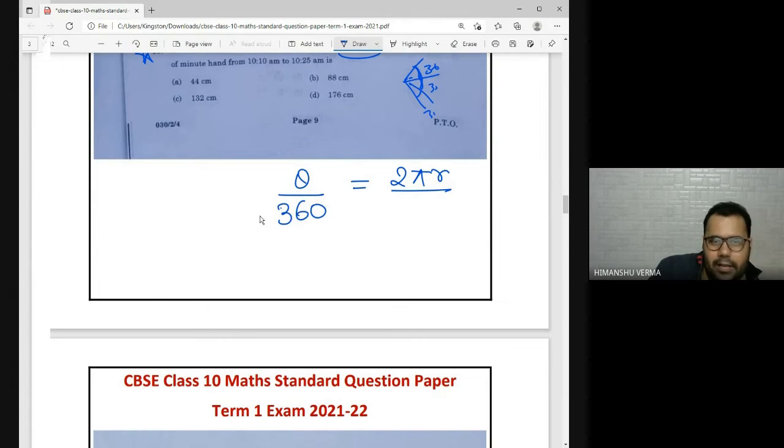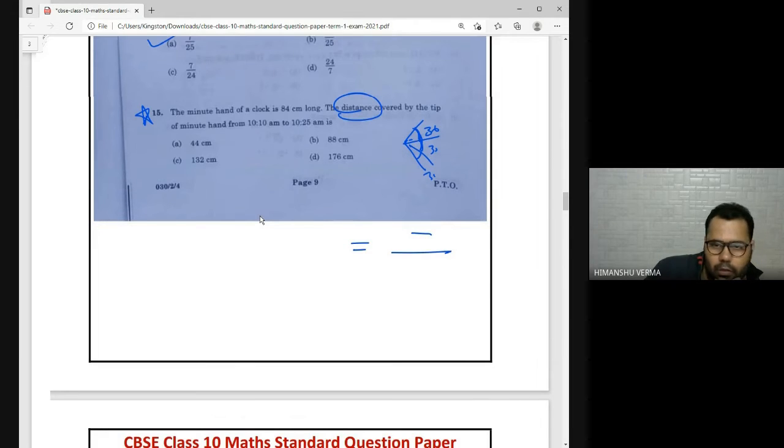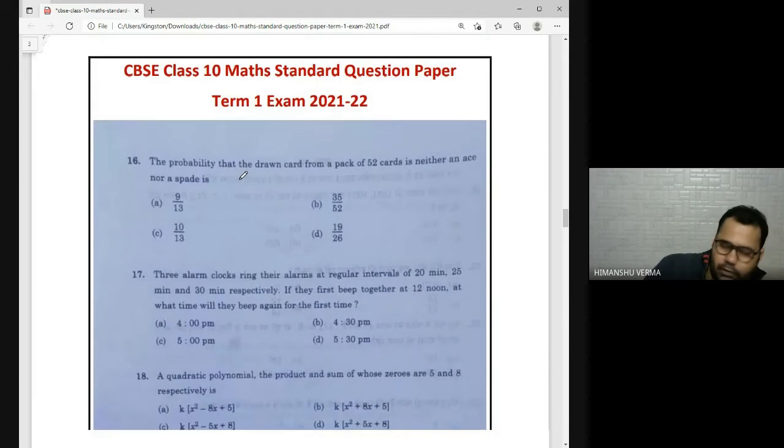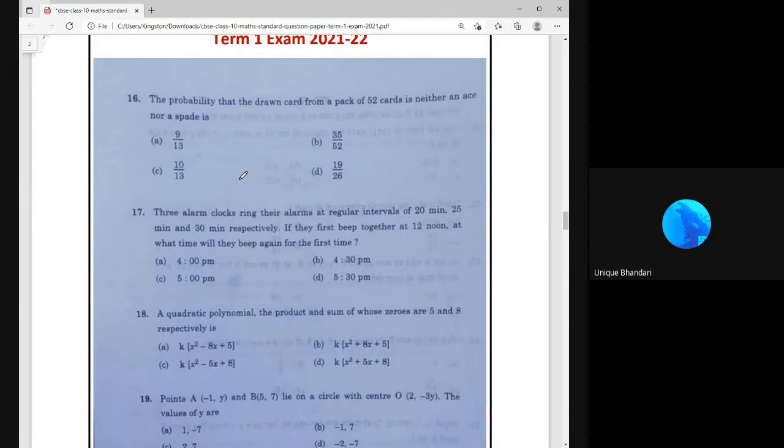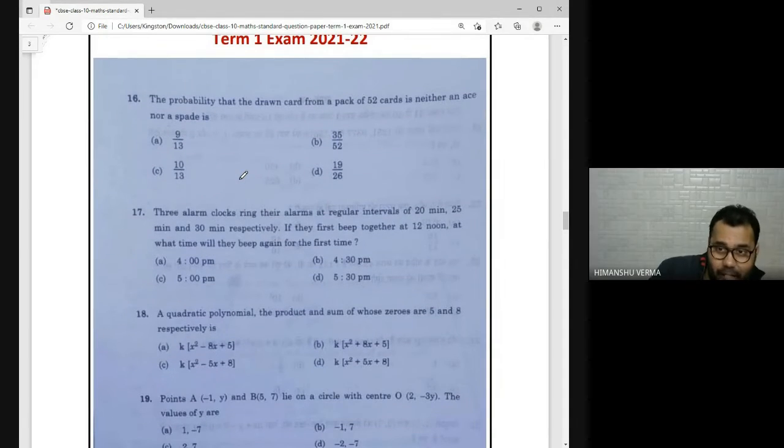Put the value of r and then find the value of length L. So we can do it. Okay, but still the answer is C part here. Okay, we'll do it. 14 is C part. C part 132. Okay, we'll discuss it. 16 one. Tell me 16 one. 16th one, option B.